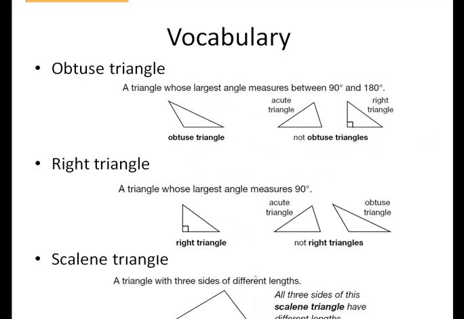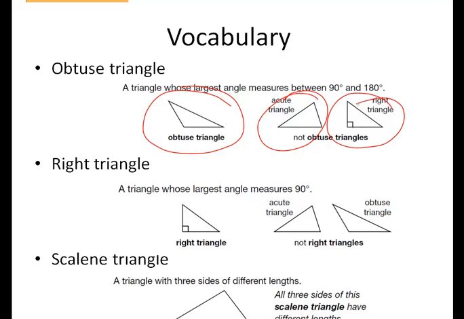All right, then we have an obtuse triangle, which has an angle greater than 90. Again, here's our obtuse, here's our acute triangle, it's less than 90, and here's a right angle that's not obtuse, it's 90, so it's not more than 90, it's right at 90. And then a right triangle is a triangle whose largest angle measures exactly 90 degrees.